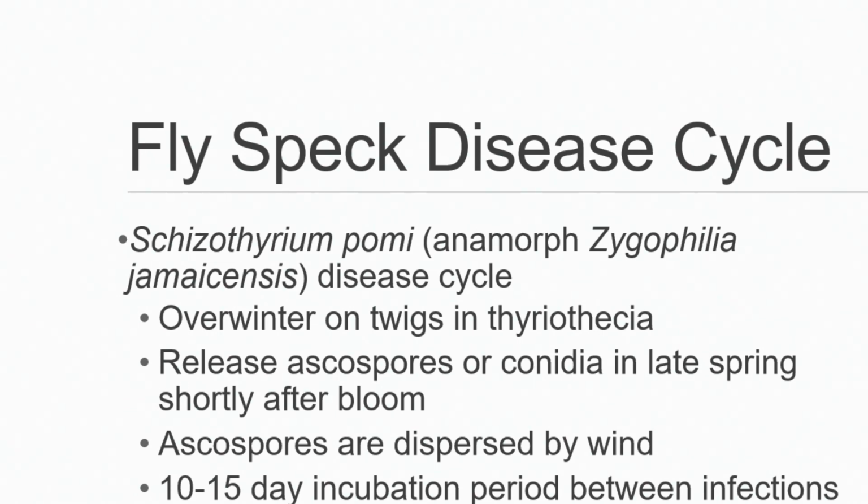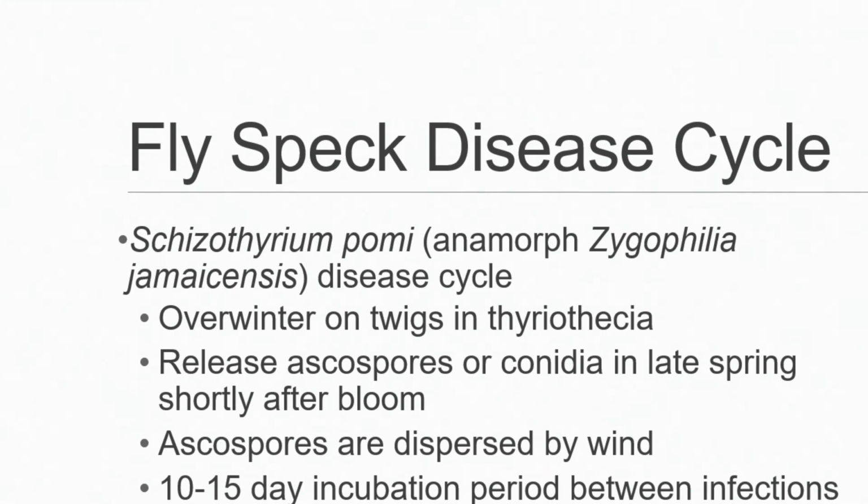Fly speck in the Midwest and northeastern U.S. has predominantly been associated with the fungus Schizothyrium pomi. Our knowledge of the fly speck disease cycle is based on S. pomi and its anamorph Zygophiala jamaicensis. The fungus overwinters in thyriothecia on twigs, and asci and ascospores are produced by S. pomi, while the anamorph produces conidia.